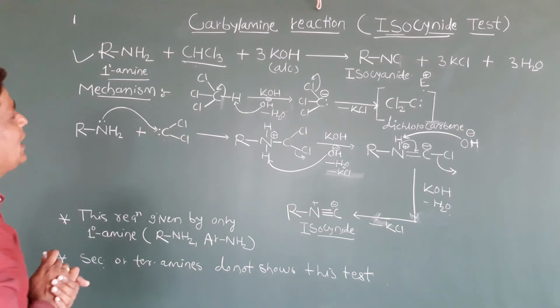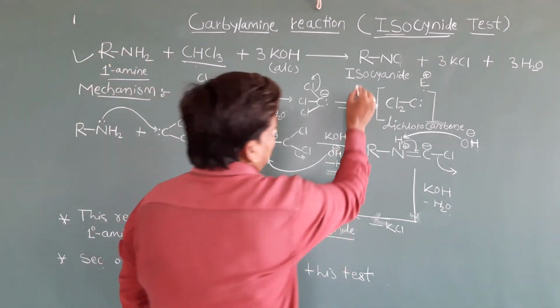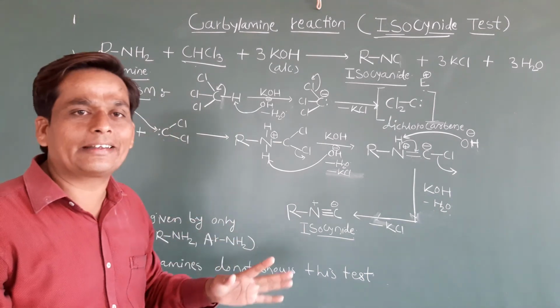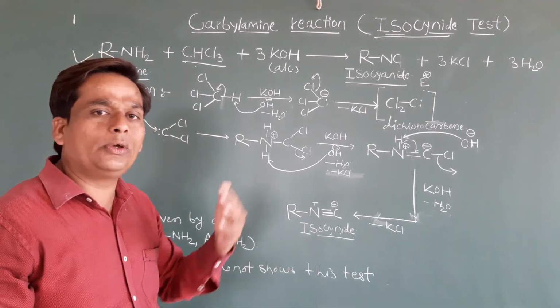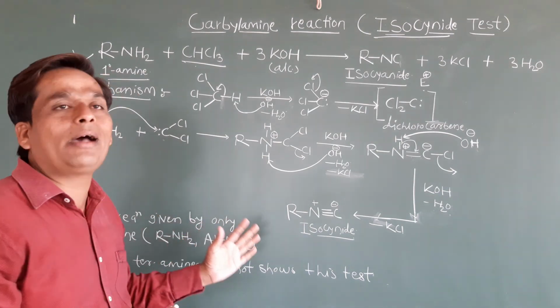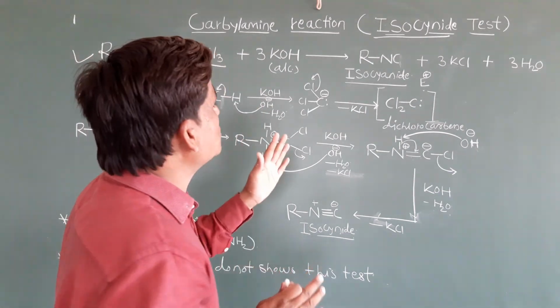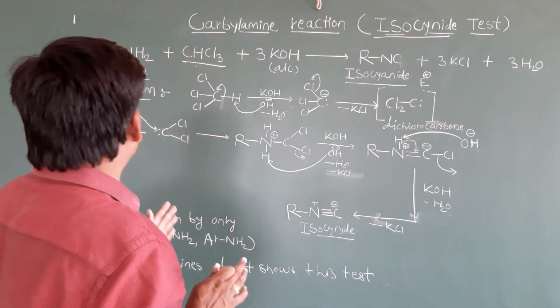So in this reaction we will get what? Isocyanide. When do we get the isocyanide? Only when a primary amine is there. In secondary and tertiary amines, we can't get the isocyanide. Just see how we will get the isocyanide; we will check it in detail in the mechanism.